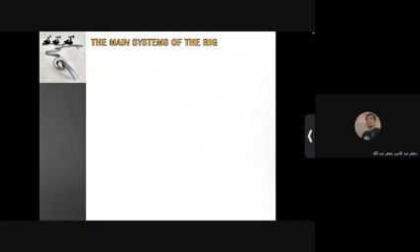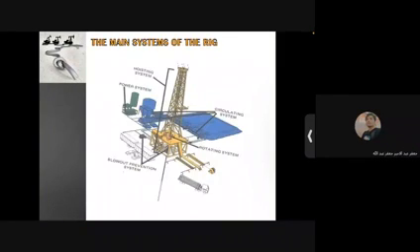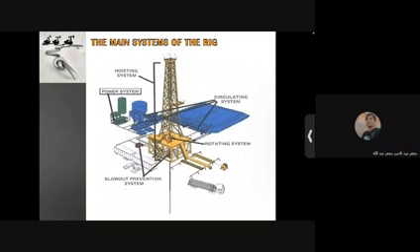First of all, we'll talk briefly about the main systems of the rig, and they are: the first system is the power system. The power system on a drilling rig provides the power for the other main systems on the rig and other ancillary systems, such as electrical systems, pumps, etc. The second system we have is the hoisting system. The hoisting system on the drilling rig does the heavy lifting on the rig. It's used to raise, lower, and suspend the drill string and lift casing and tubing for installation into the well.